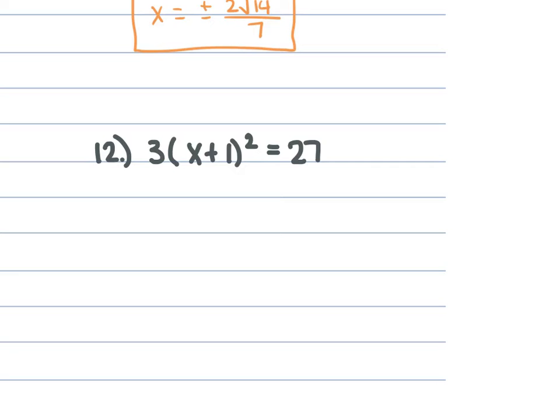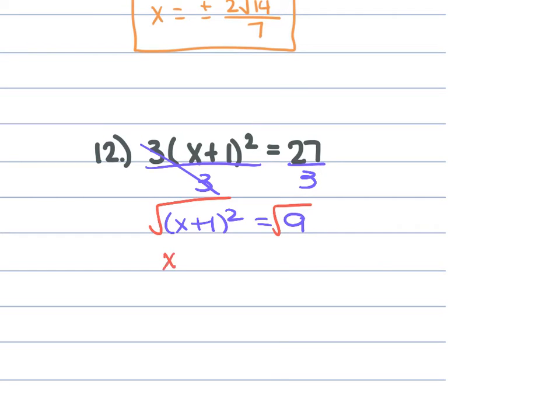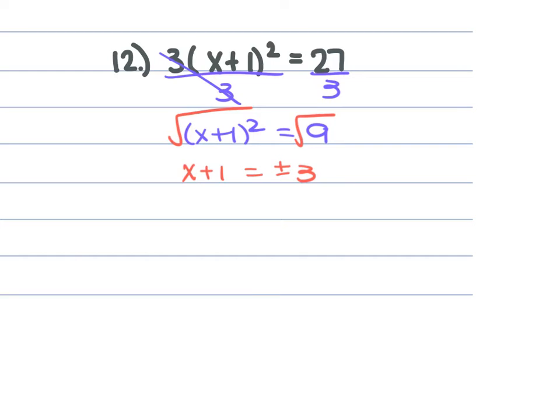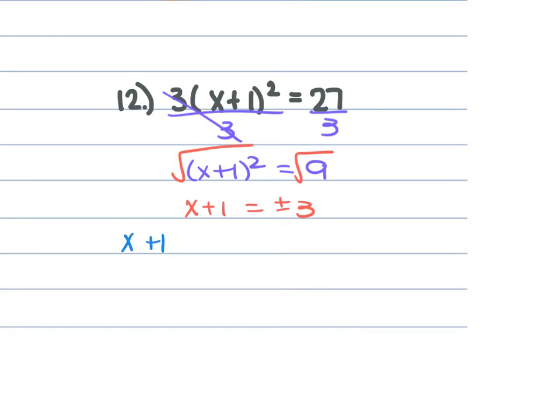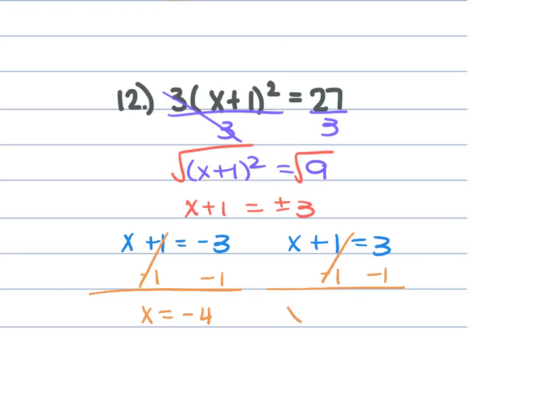For 12, we have 3 times x plus 1 squared is equal to 27. So we're going to divide each side by 3. We get x plus 1 squared is equal to 9. We take the square root of both sides, so x plus 1 is equal to plus or minus 3. Once again, our right side of our equal sign is a whole number, positive and negative 3. So we are going to turn this into x plus 1 is equal to negative 3, as well as x plus 1 is equal to positive 3. And then we solve for both. Subtract the 1 on both sides. You get x is equal to negative 4, and x is equal to 2.